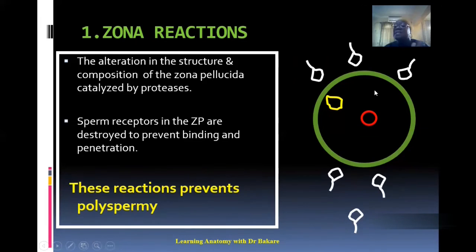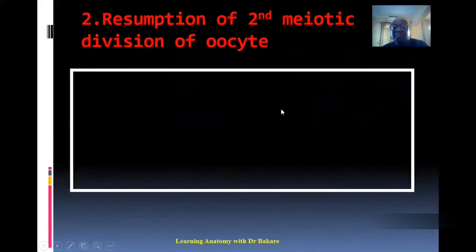And also, more specifically, there are sperm receptors located on the wall of the zona pellucida. These receptors are thus destroyed so that the sperm will not be able to fit into any receptor before they can have access to penetrate, because there is no structure that is binding them onto the wall of the zona pellucida. They would have been destroyed. Also a way to prevent polyspermy.